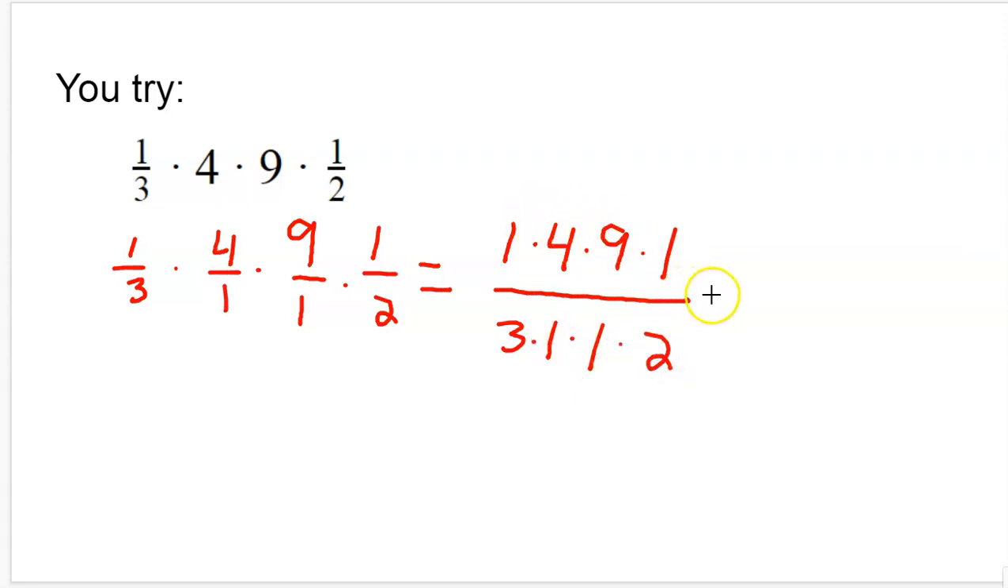1 times 4, okay, is 4 times 9 is 36 times 1 is 36. Okay, 3 times 1 is 3 times 1 is 3 times 2 is 6. 36 over 6 simplifies to 6 over 1, or simply 6. Okay, so there you go.